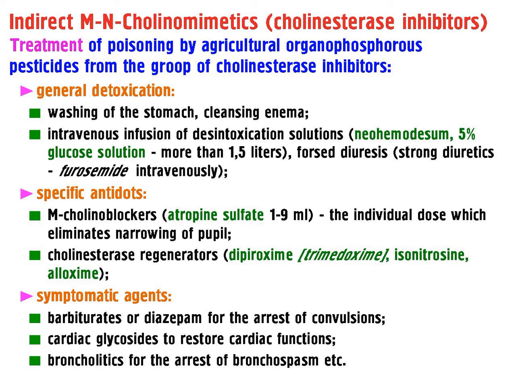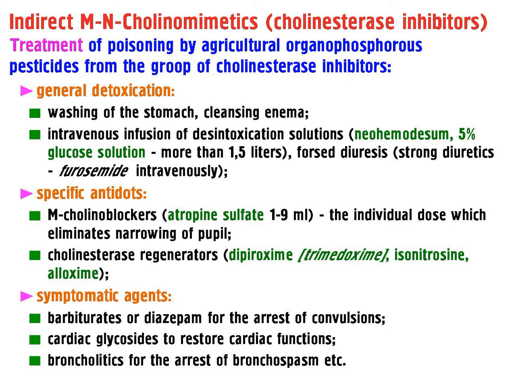And treatment of such intoxications should include the following measures. General detoxification, prevention of the absorption of the poison from the gastrointestinal tract, and administration of different intravenous solutions with detoxification properties. Usage of specific antidotes, which includes the two most important classes of drugs, which are M cholinergic blockers, mainly atropine sulfate, and cholinesterase regenerators.